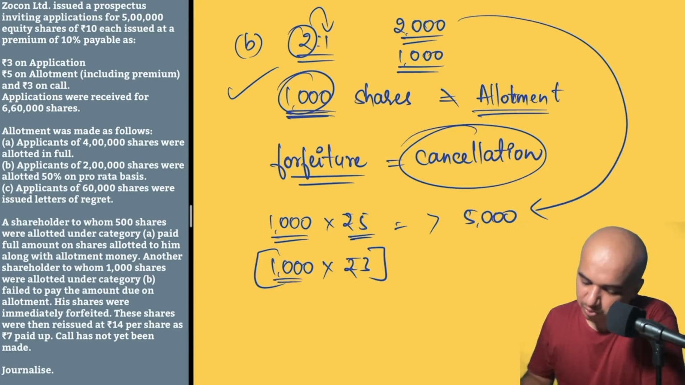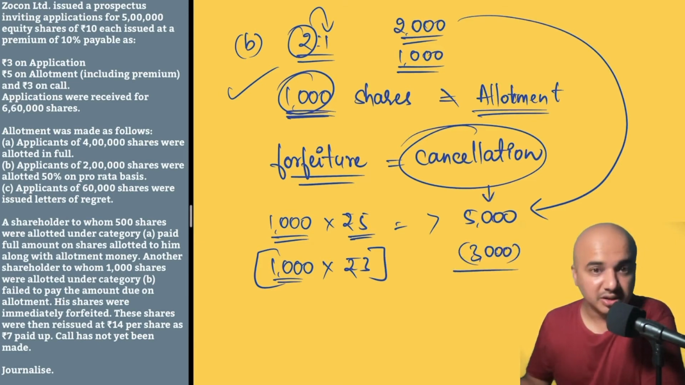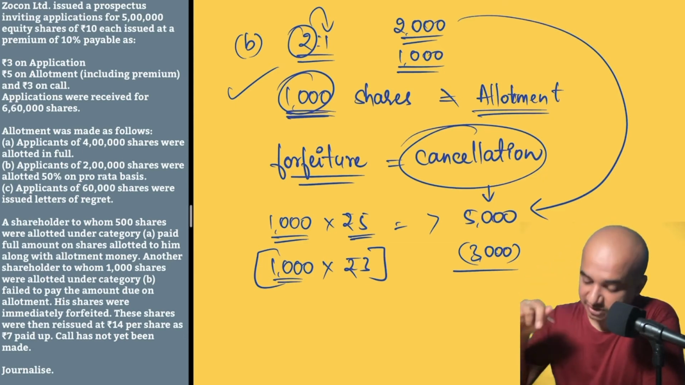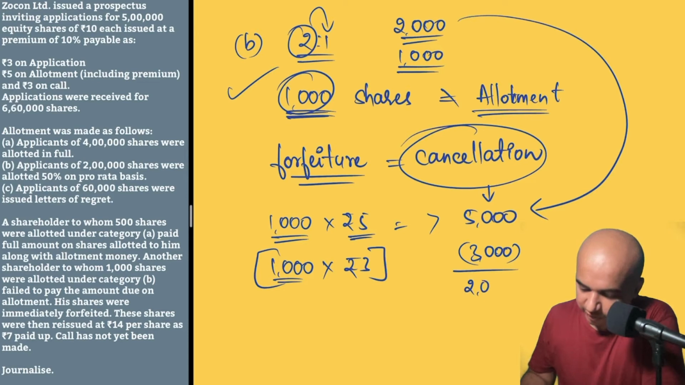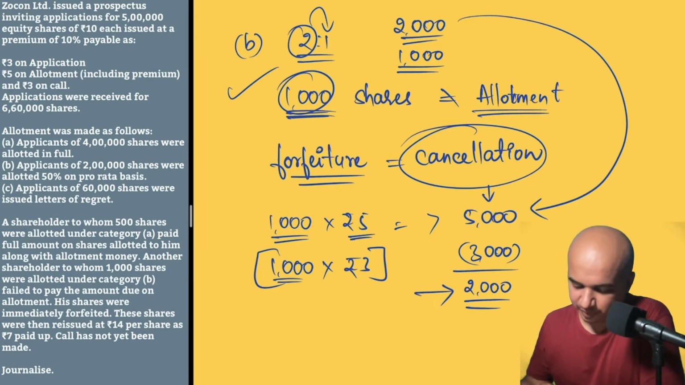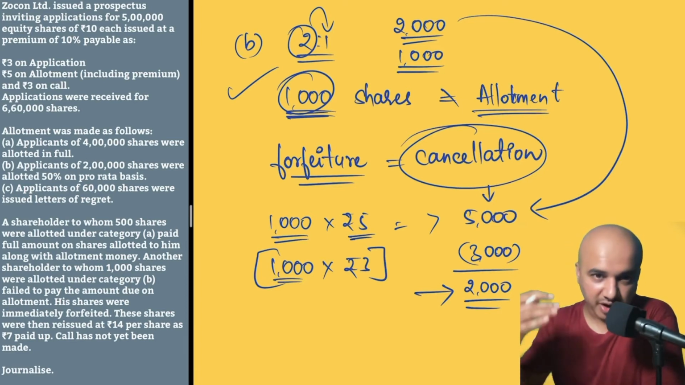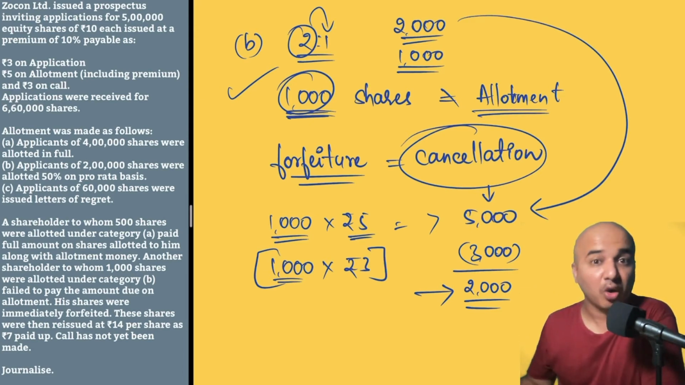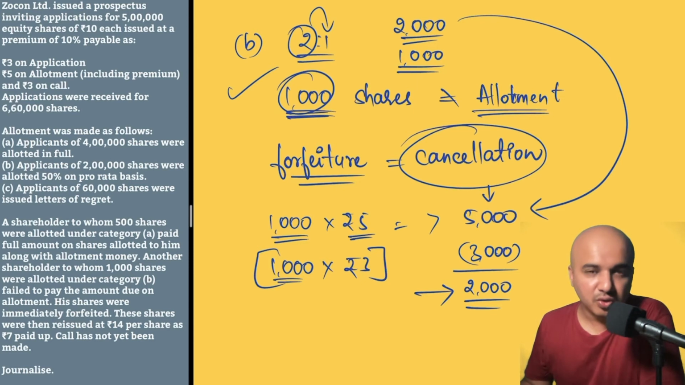So 1000 shares into rupees 3, 3000 rupees. So the total amount which he was supposed to pay is 5000, but which he has already paid during the application stage is 3000. So the actual amount which is due from him towards 1000 shares on allotment right now is only rupees 2000. So this is something which we need to consider. So now that we have considered this, we can easily move into share allotment receipt entry, wherein we have to write down how much money we have received and how much money we have not received and how much money we have received in advance. So if you consider all this, then the entry will be a simple affair.